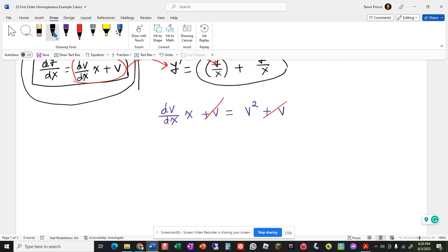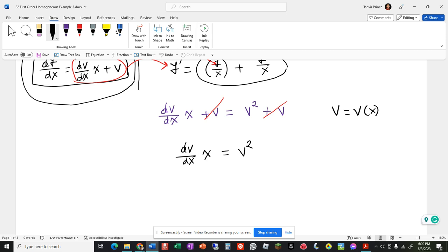So that will be dv dx times x equal to v square. And this is actually separable in terms of v and x. So v plays the role of y. V here is the unknown function. Of course, when I say v is a function of x, of course, right?